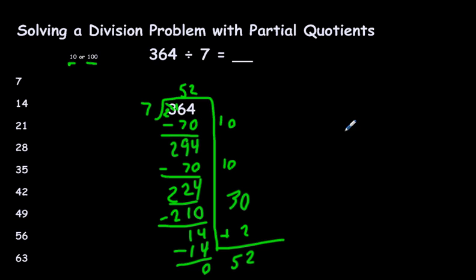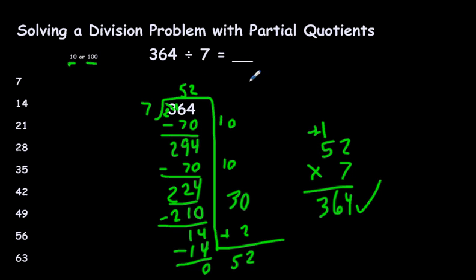Now let's go ahead and multiply to check. 52 times 7. 7 times 2 is 14, and carry the 1 up here. 7 times 5 is 35, plus 1 is 36. Does that match? Yes, it does. It matches my dividend, so I know that 52 is my quotient.